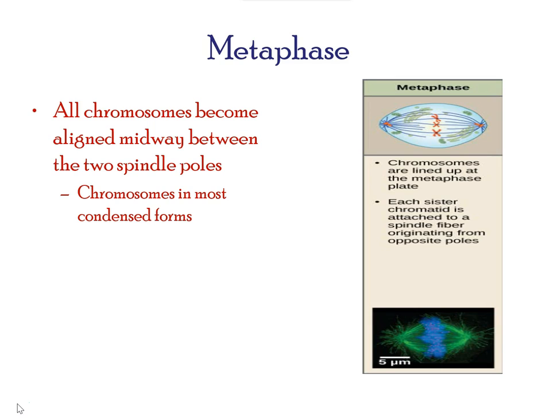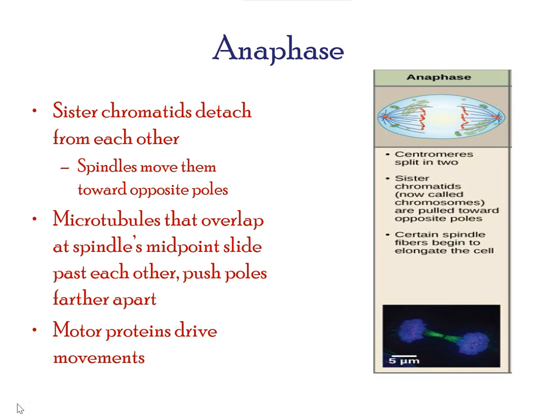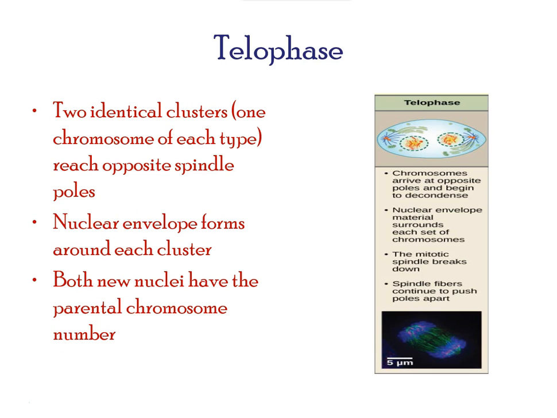Anaphase: the centromere is split and moved towards opposite poles and drags the sister chromatids towards the opposite pole. Each chromosome consists of two strands, also called sister chromatids. At this time, spindle fibers begin to elongate the cell. Anaphase is identified as a stage where chromosomes have moved towards opposite ends and start unwinding.